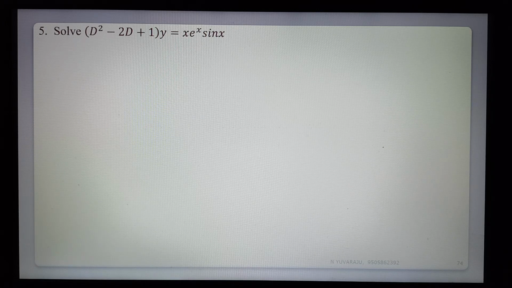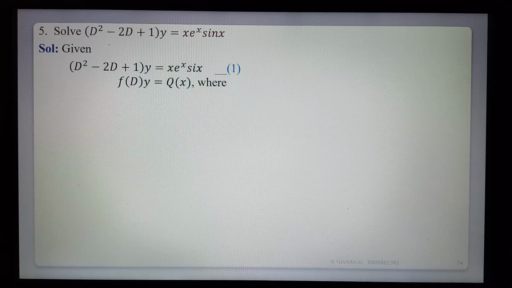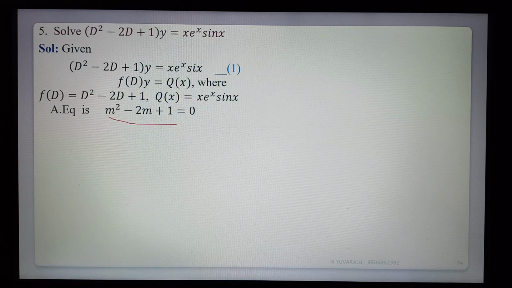Next, one more example here: (D² - 2D + 1) y = x e^x sin x. So given f(D) y = Q(x), where f(D) is equal to D² - 2D + 1 here, Q(x) is equal to x e^x sin x. So take the auxiliary equation: m² - 2m + 1 = 0. So m = 1, 1. So yc is equal to (c1 + c2 x) e^x.